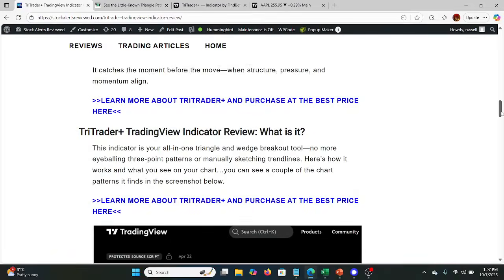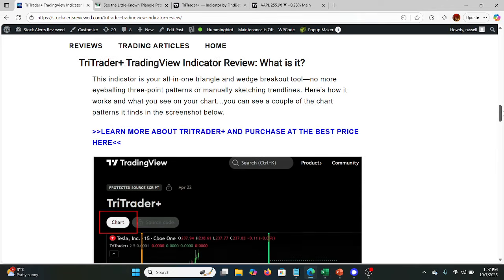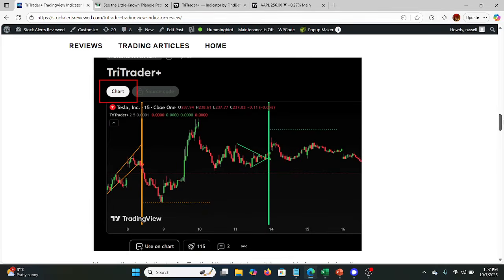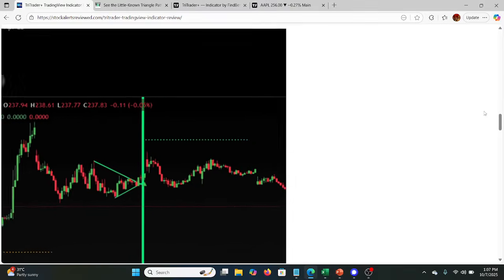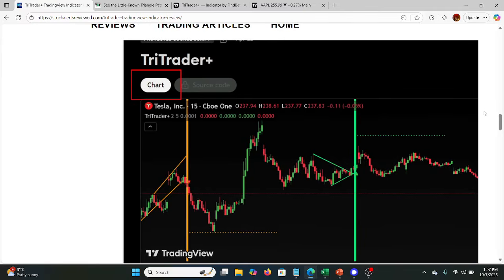So basically, what is the TradingView TriTrader Plus indicator? What does it do? Well, it's really simple. It basically looks for six triangle or wedge breakouts, and that's really all it does. It does it with a very high degree of precision, and you can see a couple examples here. Zoom in on this one on the left a little bit better. That one never quite hit its target.